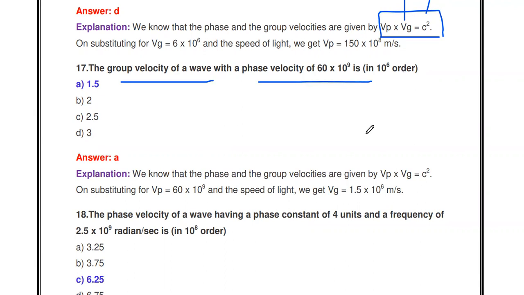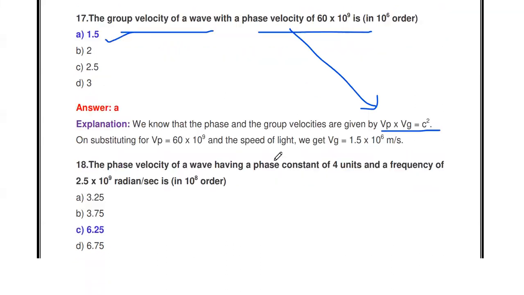The next one, the group velocity of a wave with the phase velocity 60 into 10 to the power 9 is dash. Okay. So here phase velocity is given. We have to find the group velocity. Same thing. So using this formula, the product of Vp, Vg equal to C squared. So the phase velocity Vp you just substitute and we have to find out the Vg. Okay, so the answer is 1.5 into 10 to the power 6 meters per second.